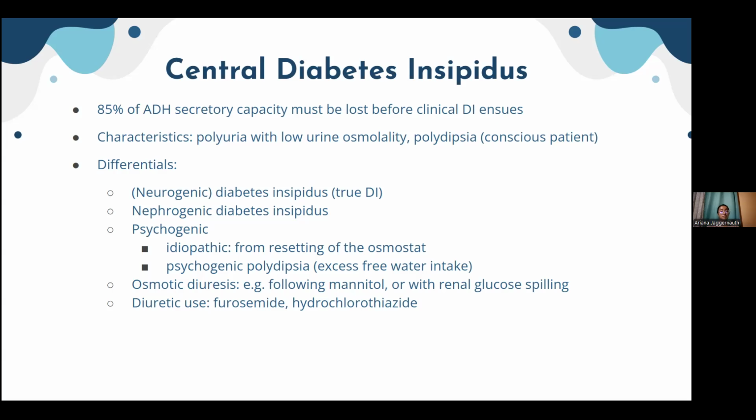nephrogenic diabetes insipidus. It can be psychogenic, which can be subcategorized into idiopathic or psychogenic polydipsia, which is a result of excess free water intake. It can also be due to osmotic diuresis, so following mannitol infusion, or due to diuretic use, so furosemide use and even hydrochlorothiazide use.